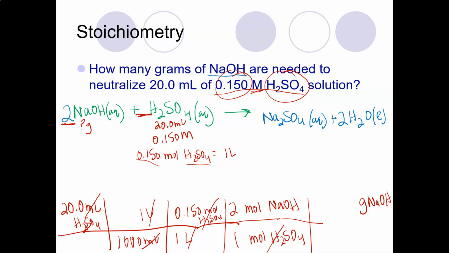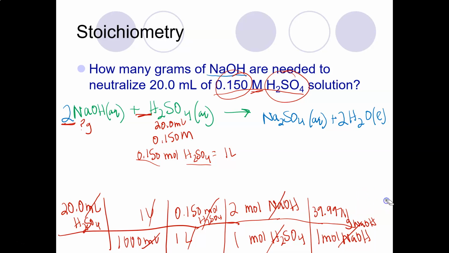So at this point I have moles of NaOH, but it wants me to solve for grams. Well, I'm going to use the molar mass. The molar mass I forgot to write down in the calculation, so I'm just going to tell you. It is 39.99711 grams. So at this point I have grams of NaOH, and I need to solve for grams of NaOH.